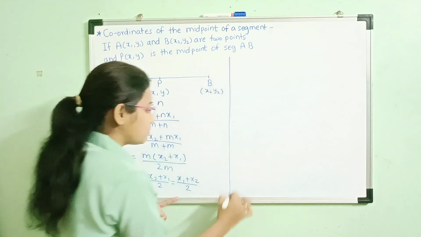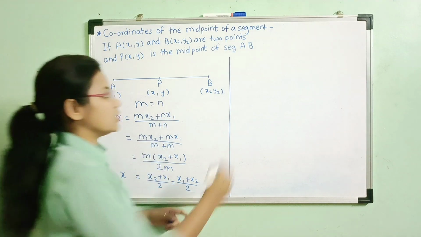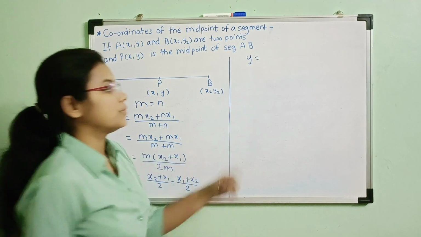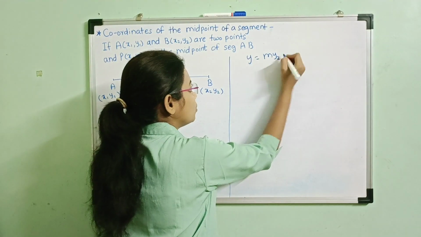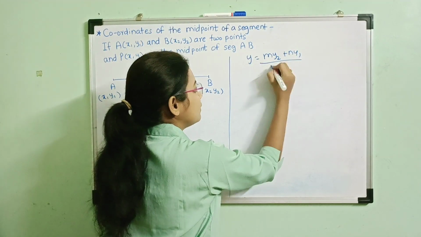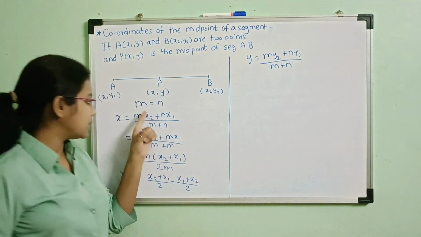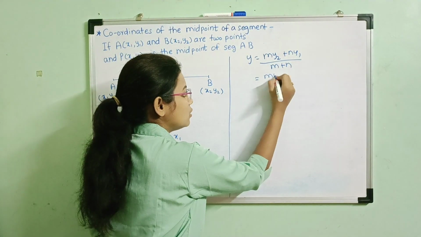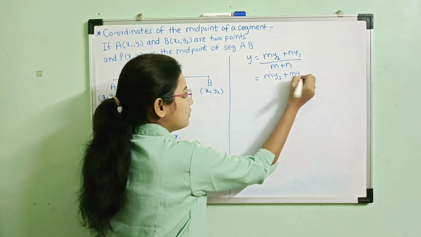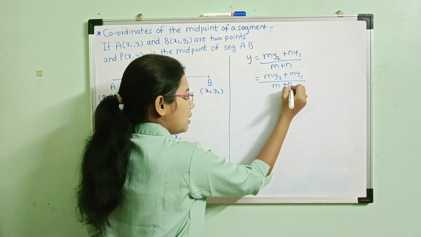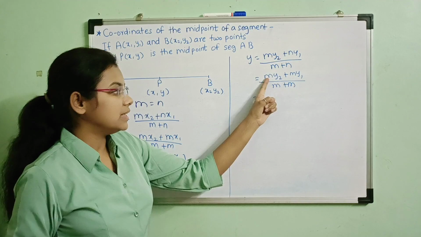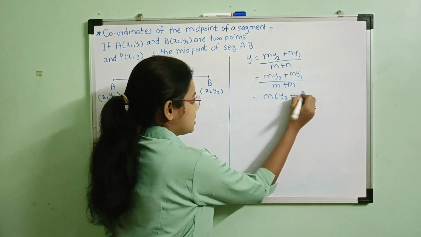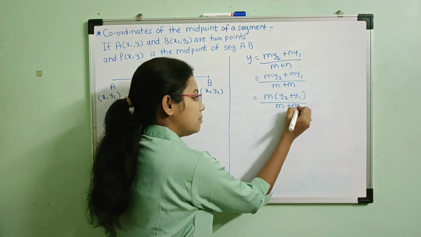Then similarly we can derive the value of y also. So in general, according to the section formula, the value of y is my2 plus ny1 divided by m plus n. But here m is equal to n. So we just put these values: my2 plus ny1 divided by m plus m. Then we take m common. What you will get is m into y2 plus y1 divided by m plus m.